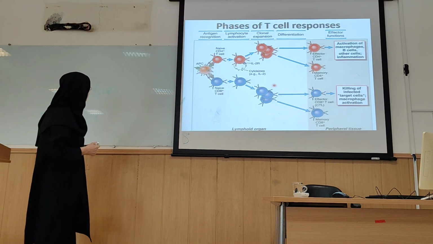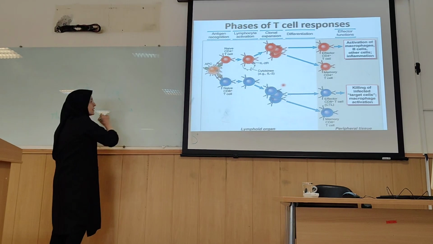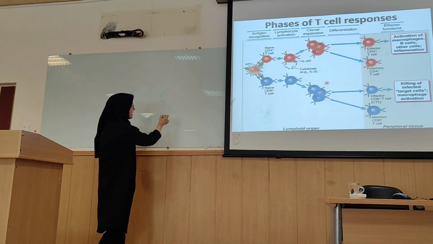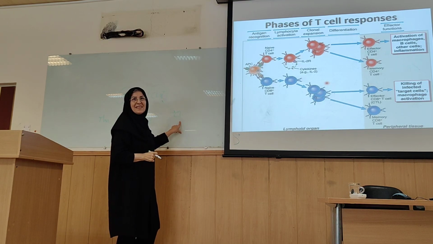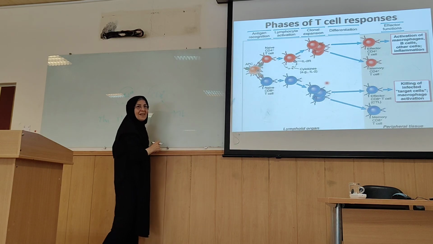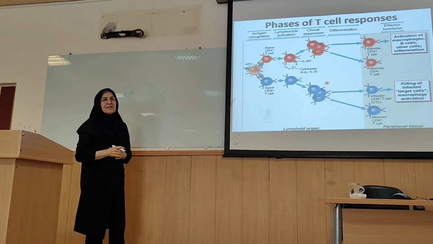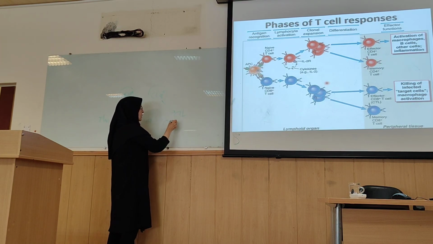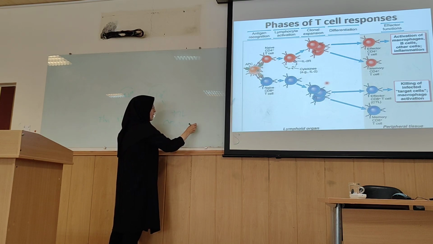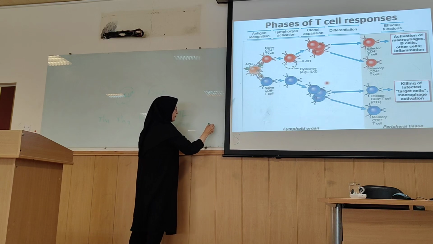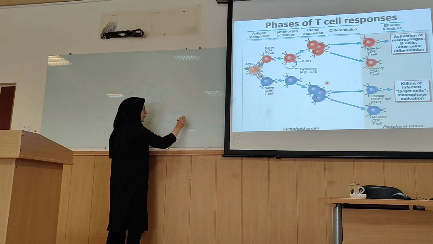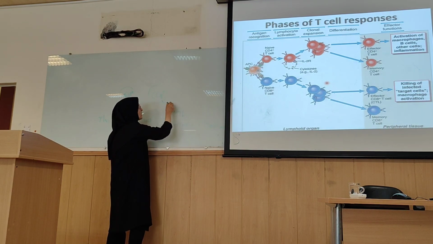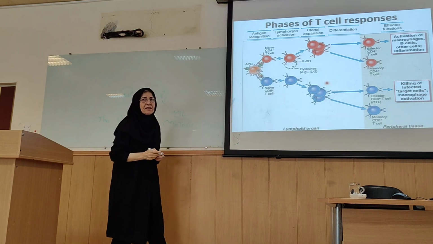Okay, you can see here. The effector cell of the CD8 positive T cell is the CTL. Have you ever heard of the CTL? What is the CTL? Cytotoxic T lymphocyte. CTL is the effector cell of CD8 positive T cells.